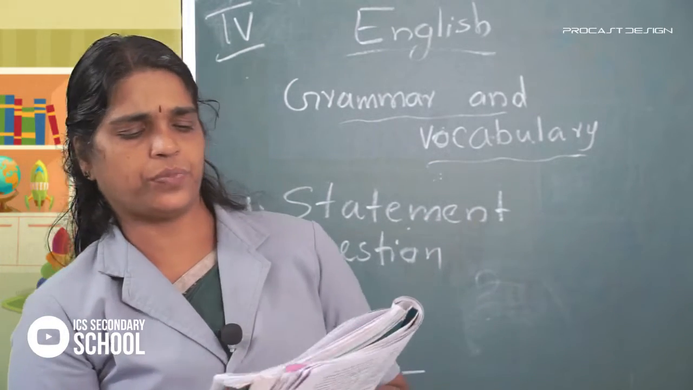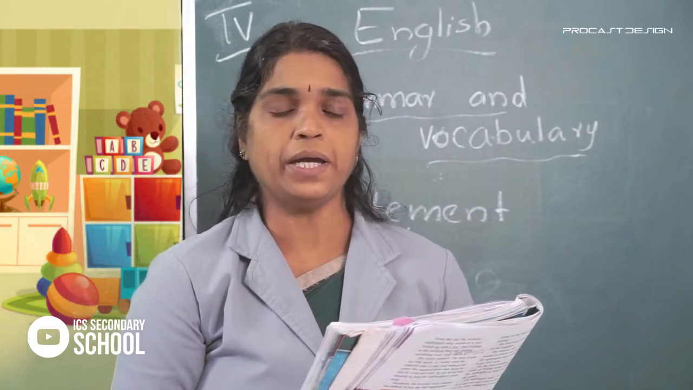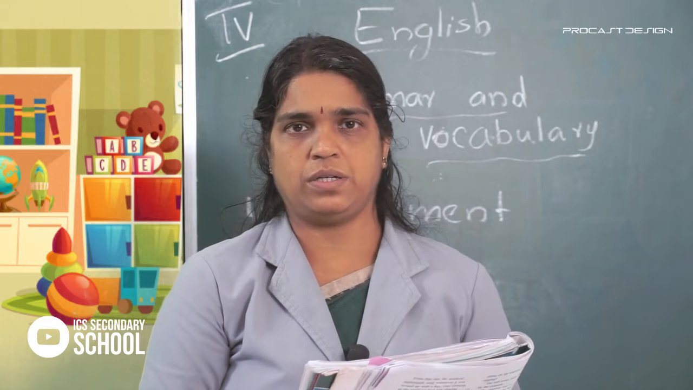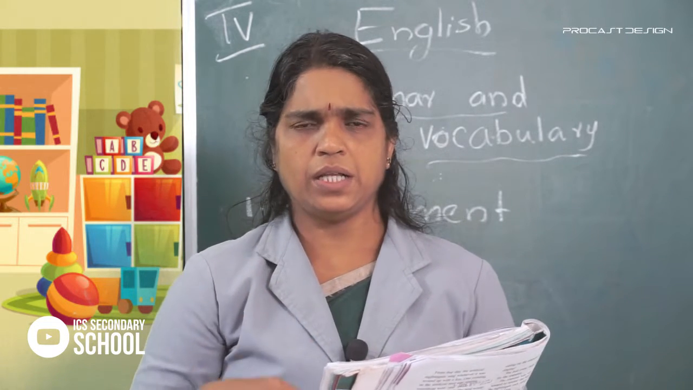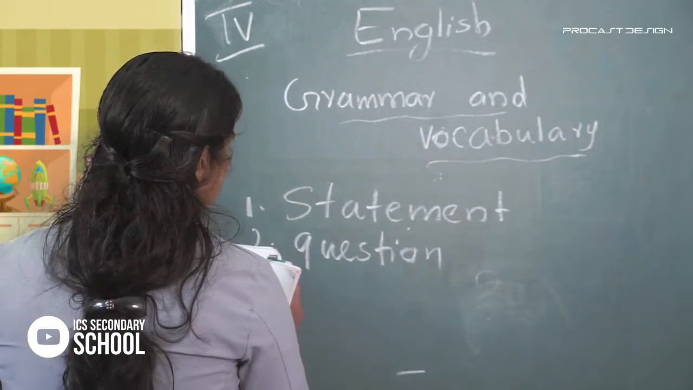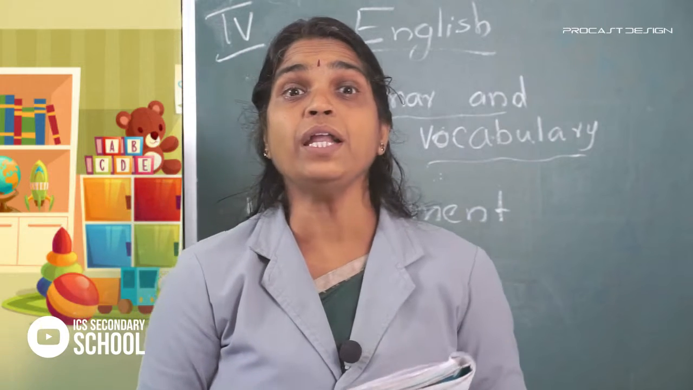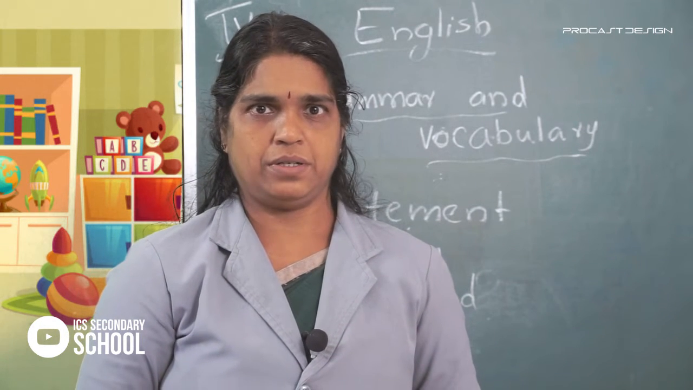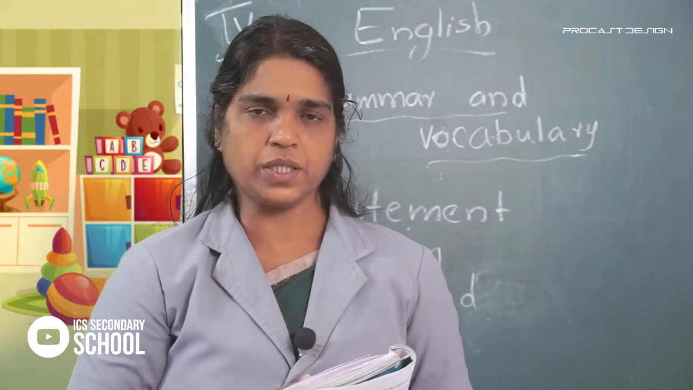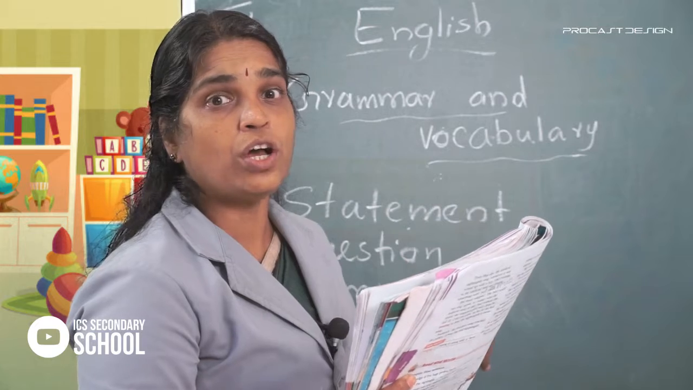Next, what is the next one? A sentence that gives an order is called a command. Shut the door. Don't get out. These are commands. They are ordering us. They have an ordering tone. You know what a command is? A sentence that gives an order. Don't get outside. Shut the door. They are giving an order, so they are categorized as commands.